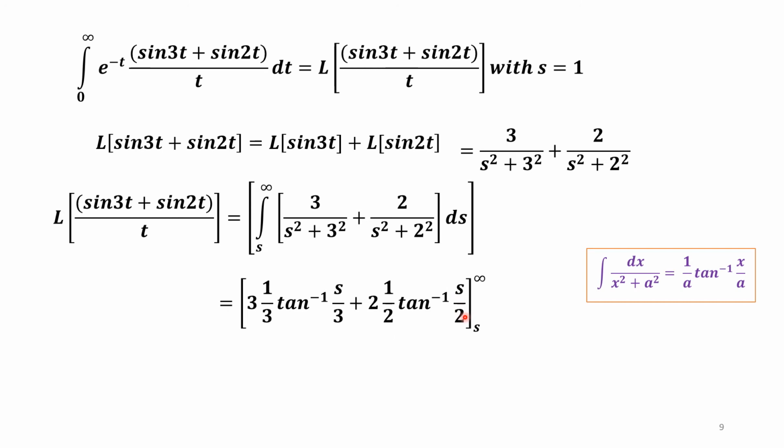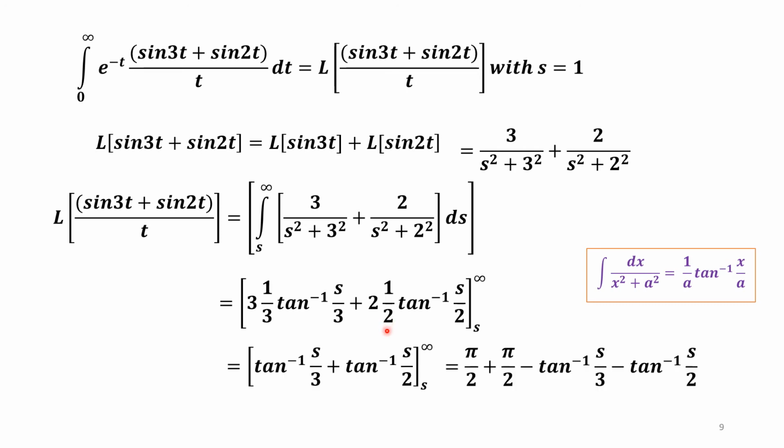Applying the upper limit, we will get tan inverse of infinity here, and tan inverse of infinity here also. We know that is equal to pi by 2. So applying the upper limit, we will get pi by 2 plus pi by 2, and the lower limit will be minus tan inverse of s by 3 minus tan inverse of s by 2. If you simplify, pi by 2 plus pi by 2 will become pi, minus, if I take the minus sign common, tan inverse of s by 3 plus tan inverse of s by 2.